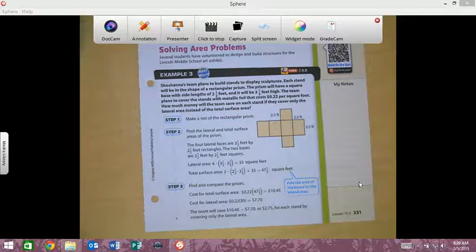Sorry, guys. You know they do that. Okay, let me try again. Shoshana's team plans to build stands to display sculptures.